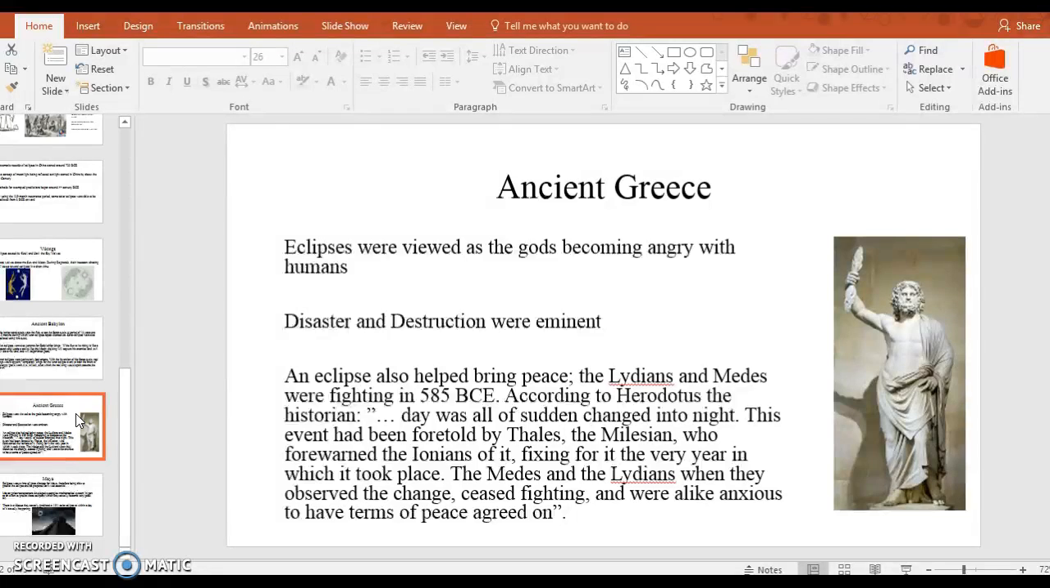One unique instance was when an eclipse actually stopped a battle between some ancient warring tribes, the Lydians and the Medes, who were fighting in 585 BC. And according to one of the most famous Greek historians, an eclipse occurred, and because this eclipse was actually predicted by one of the ancient Greek philosophers, everybody took note of it, and when the eclipse actually occurred, everybody laid down their arms and ceased fighting, and they were anxious to agree on peace.